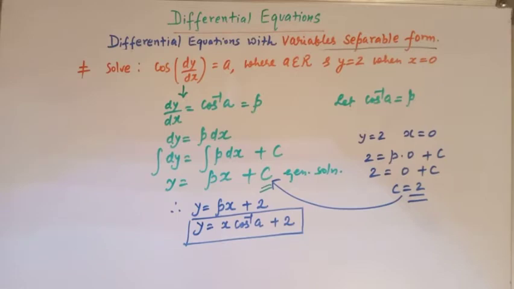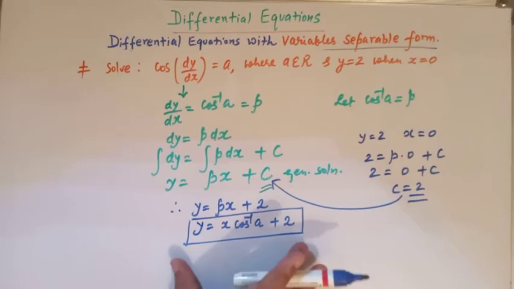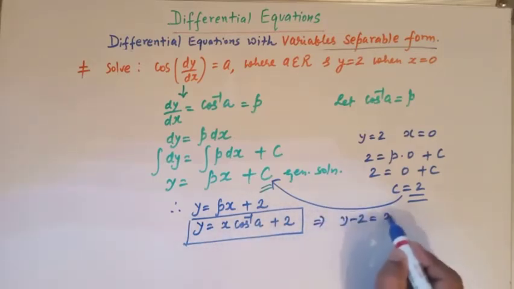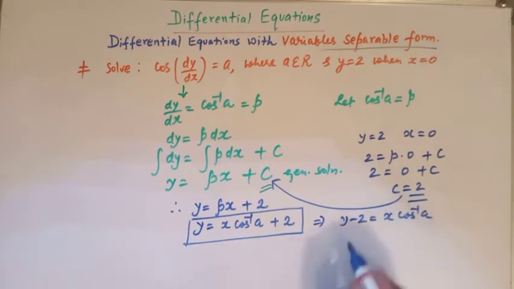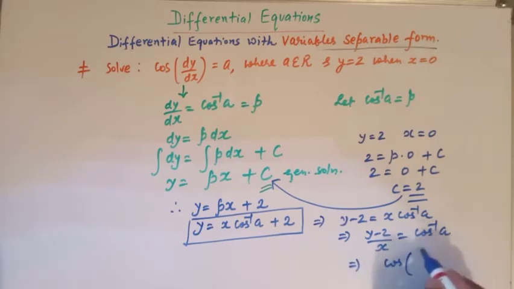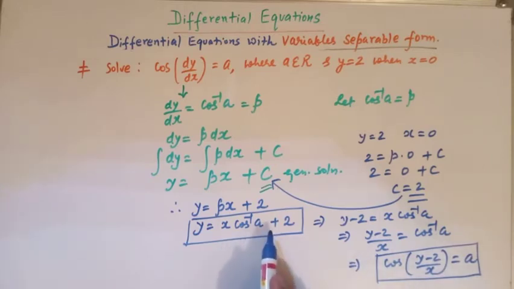Clear? Now viewers, here we can also express this solution as y minus 2 is equal to x cos inverse of a. This can be written as y minus 2 divided by x is equal to cos inverse of a, or taking this cos inverse to this side, we have cos of y minus 2 over x is equal to a. So this can also be one of the forms of this equation. Clear?